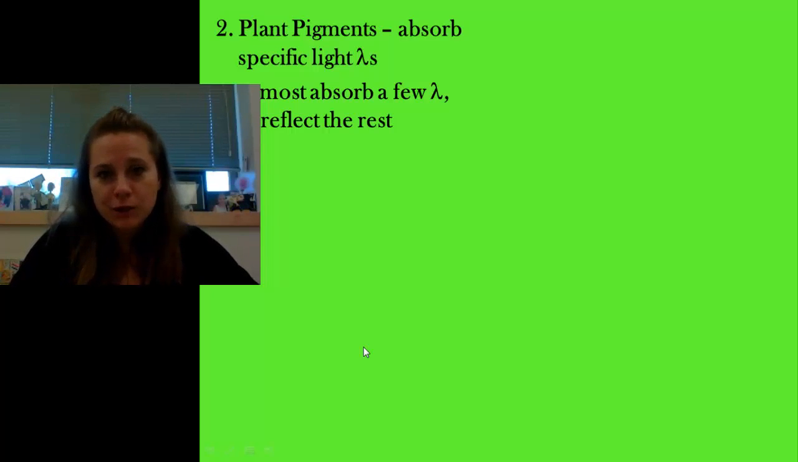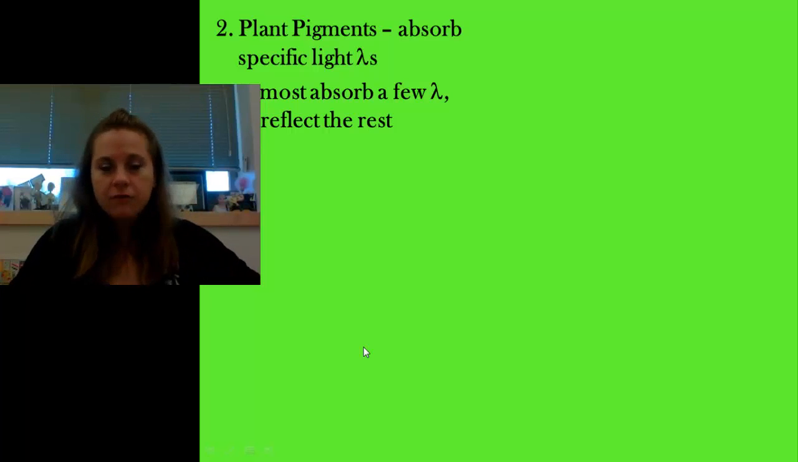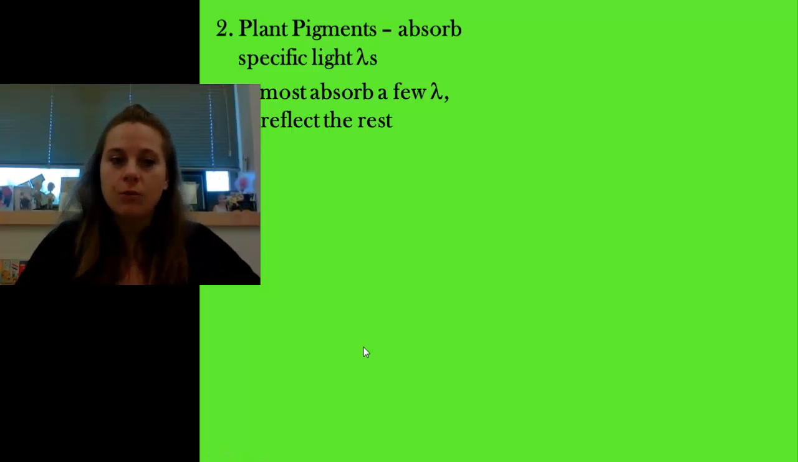So we mentioned this in class. Why do we see leaves as green? Why does it appear green? They're not absorbing green. Instead, those green wavelengths are being bounced back off, and that's what's entering our eye, and that's how we see them.